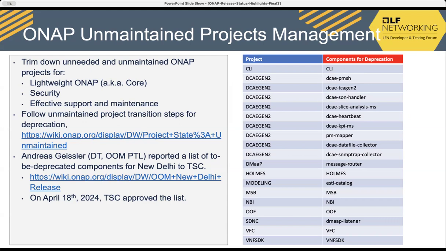Also, many of the DCAE subcomponents are deprecated because of DMAAP MR. We want to deprecate DMAAP MR, the message router, and many components use this router, so accordingly these components are deprecated. DCAE is still there, but subcomponents using DMAAP MR are deprecated. DMAAP message router is deprecated in New Delhi. In DMAAP there is also the DR component, which is the data router.